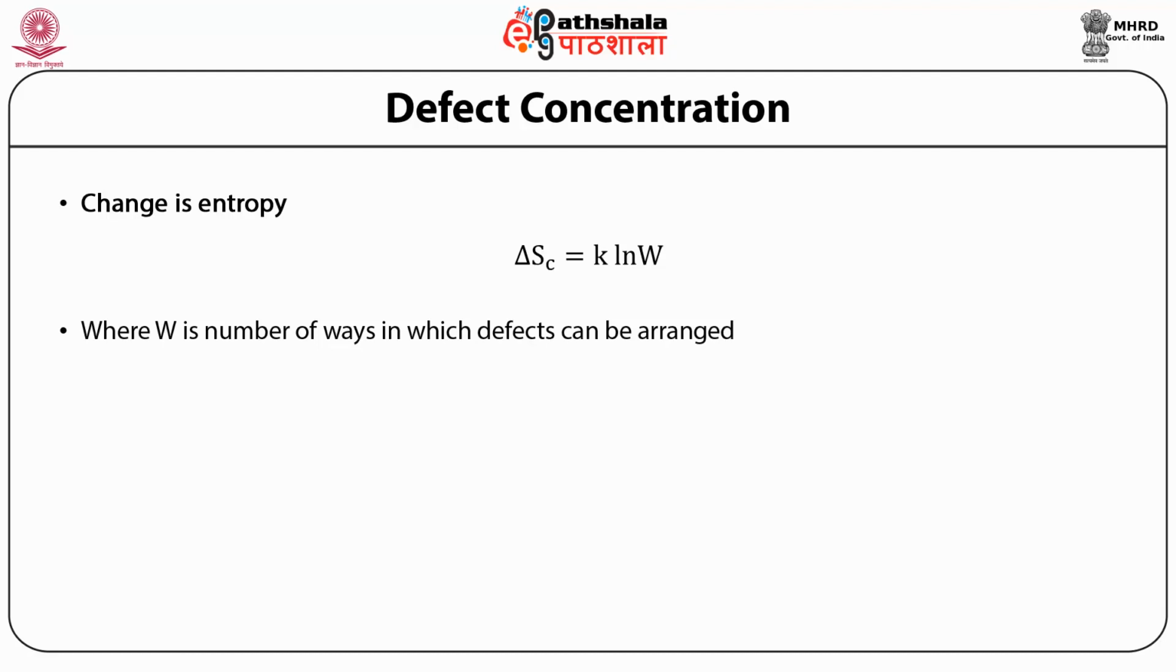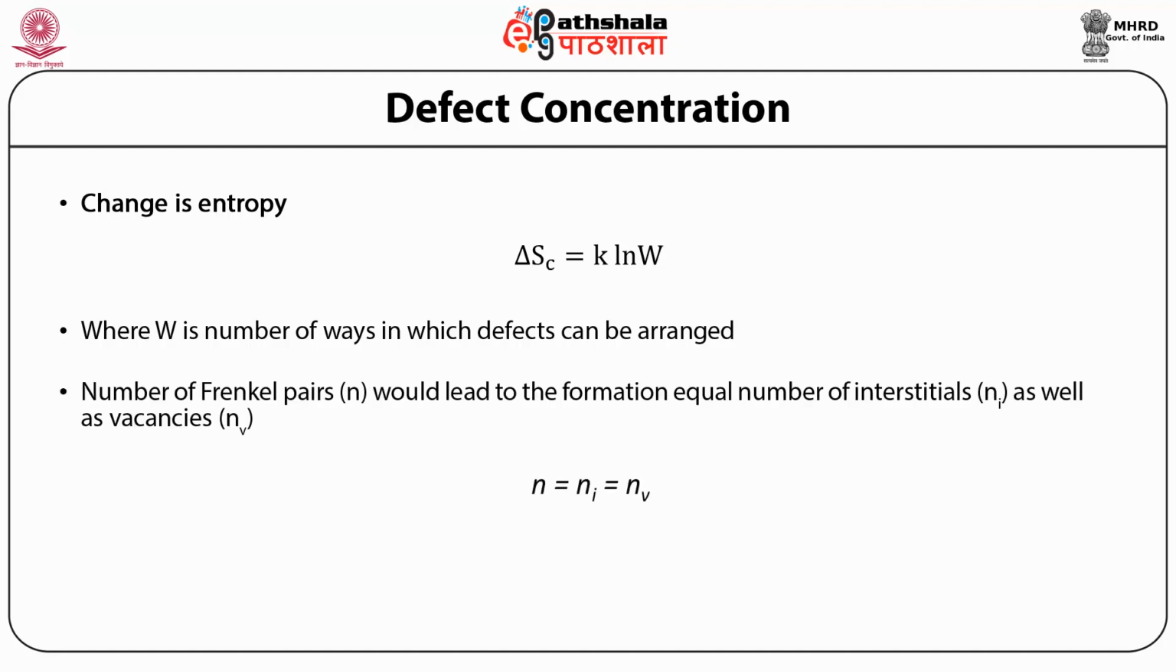Now, as per the defect reaction shown above, the number of Frenkel pairs, that is N, would lead to the formation of equal numbers of interstitials, represented as Ni, as well as vacancies, represented as Nv. So N is equal to Ni is equal to Nv.